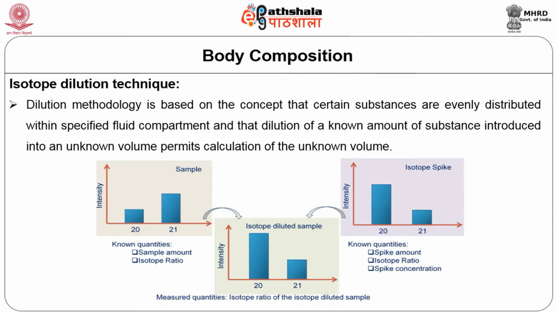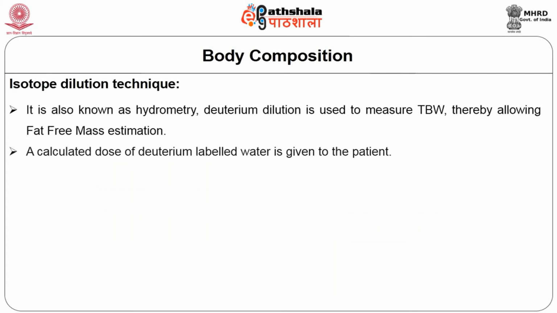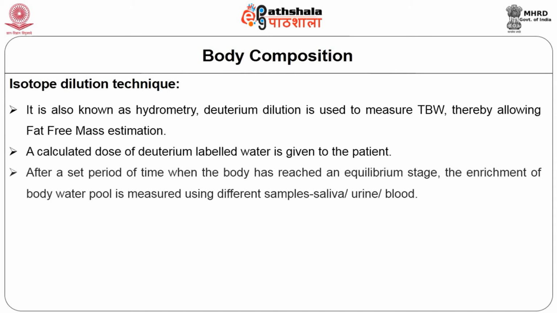Also known as hydrometry, this solution is used to measure total body water, therefore allowing fat free mass estimation. The calculated dose of isotope labeled water is given to the patient. After a set period of time, when the body has reached an equilibrium state, the enrichment of the body water pool is measured using different samples like saliva, urine and blood.